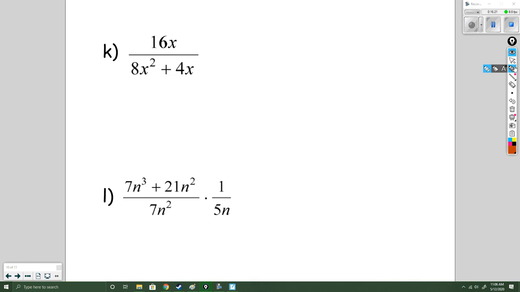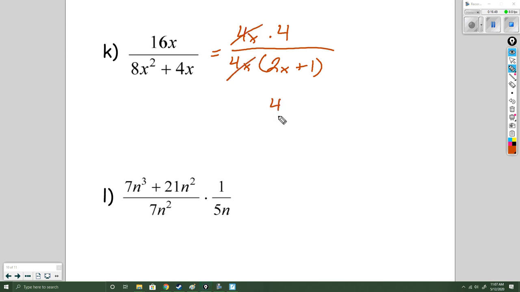In K, we got to simplify that denominator first. So factor out that greatest common factor, and that greatest common factor would be 4x. And that leaves 2x plus 1 remaining. There is still 1 there. Remember, when we take out a 4x, that doesn't leave just nothing, because 4x divided by 4x is 1. And now in the numerator, I'm just going to factor out a 4x also. Cancel out that common factor. So we have 4 on 2x plus 1.